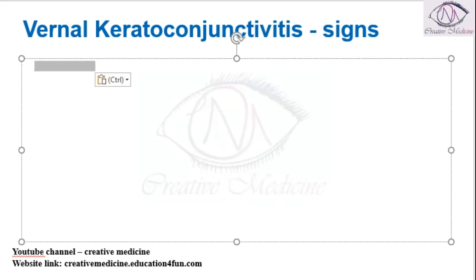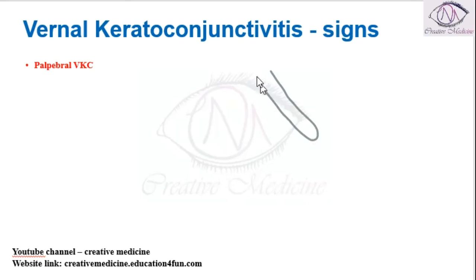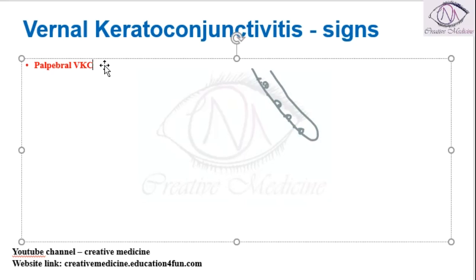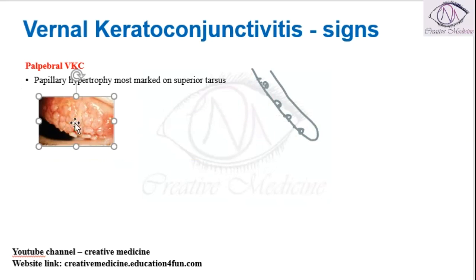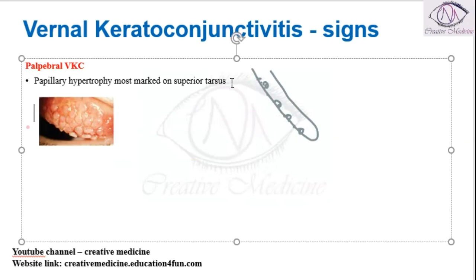Palpebral signs. What does this mean? Palpebral is actually in the eyelid. The signs which are present in this eyelid are palpebral signs. In the palpebral conjunctiva, we see the presence of papillary hypertrophy, especially in the superior tarsus. So these are the conjunctival papillae with papillary hypertrophy, which is seen in vernal keratoconjunctivitis.